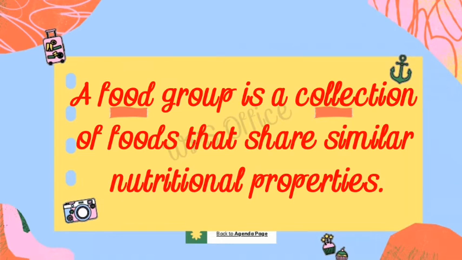So now, a food group is a collection of foods that share similar nutritional properties. They share the same nutritional properties. They have the same nutritional values. Okay? So that's a food group.